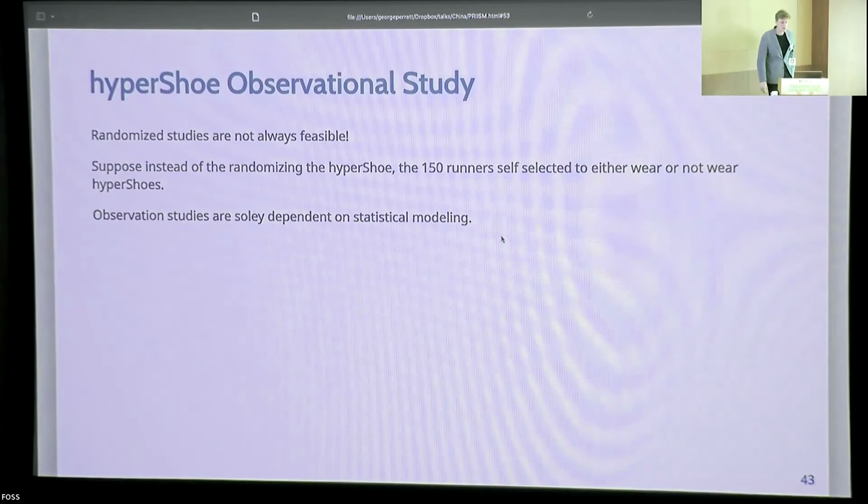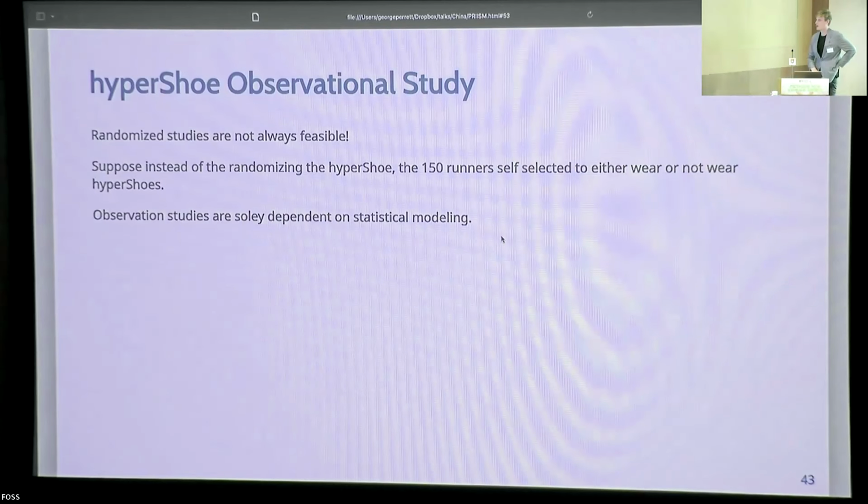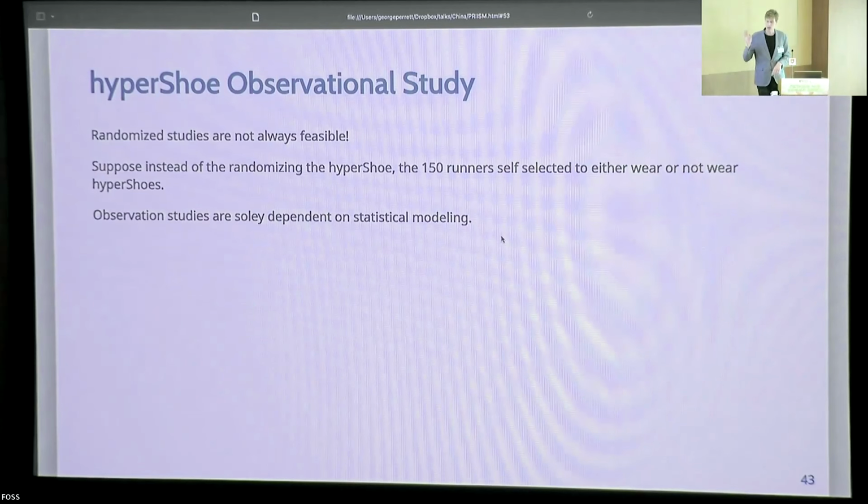Same thing in medicine too, even though you have to clear randomized trials to get drugs prescribed. Once drugs are on the market, it's really, really difficult to do randomized studies. And so comparing two medications that have both already passed clinical trials is very difficult and oftentimes involves observational studies. So suppose that instead of randomizing the hypershoe, the 150 runners self-selected to either wear or not wear the hypershoes.